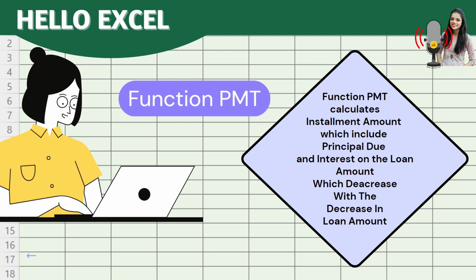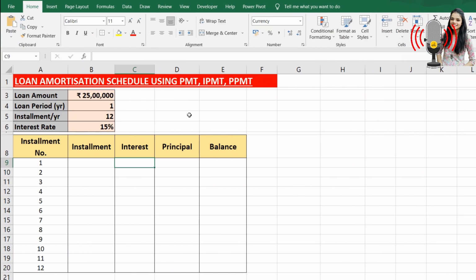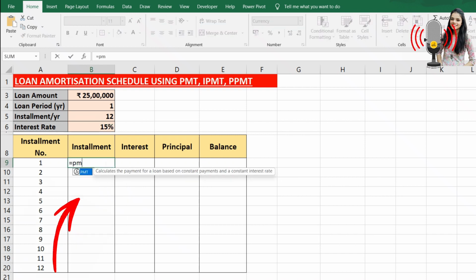Number 1. Function PMT. The PMT function calculates the amount of installment, which includes principal and interest on it. Let's see how it works. Here I have an example in which we have taken a loan of amount rupees 25 lakh for the period of 1 year, repayable in 12 equal installments with the interest rate of 15%. Using the function PMT, we'll calculate our installment amount.